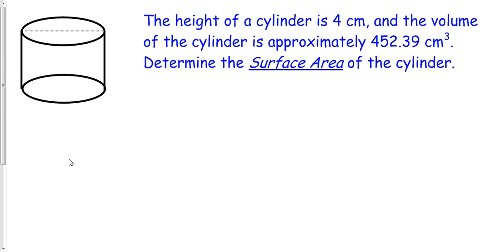We're going to look at working backward. If you are given an answer, essentially, like here we're given a volume, you have to work backward and figure out the surface area. So in this situation, we've got a cylinder. The height of the cylinder is 4 centimeters, and the volume of the cylinder is approximately 452.39 cubic centimeters. And it asks you to determine the surface area of this cylinder.